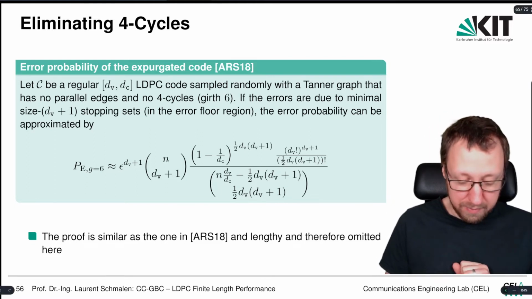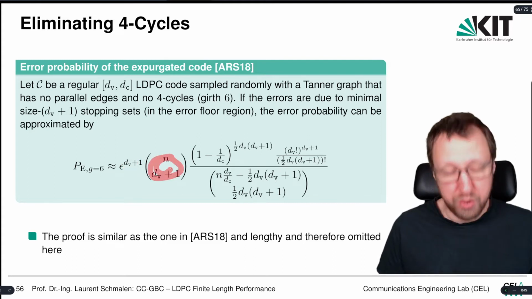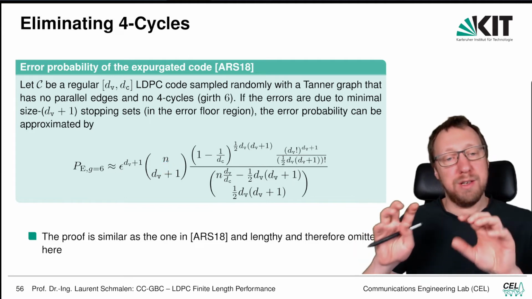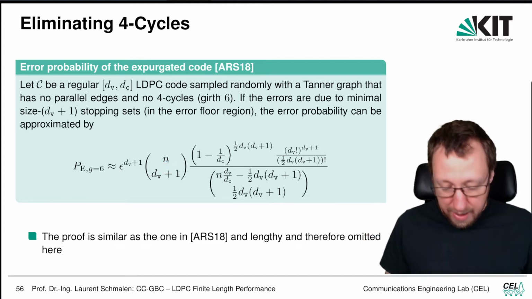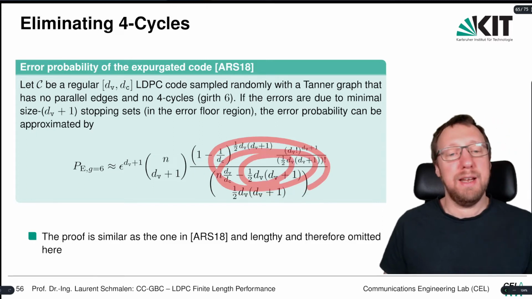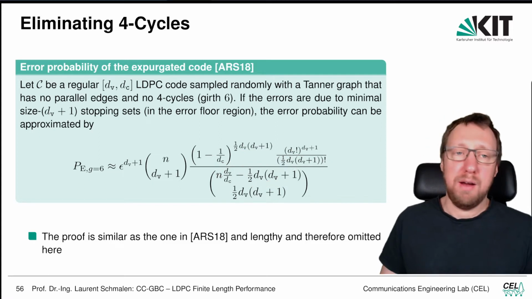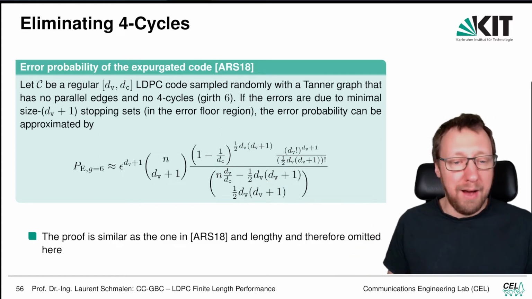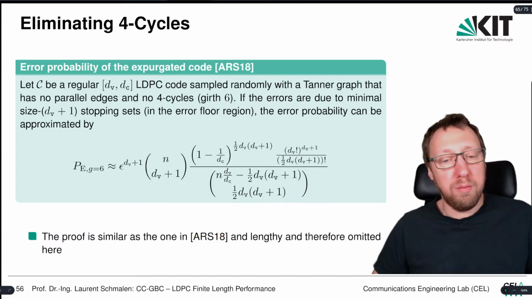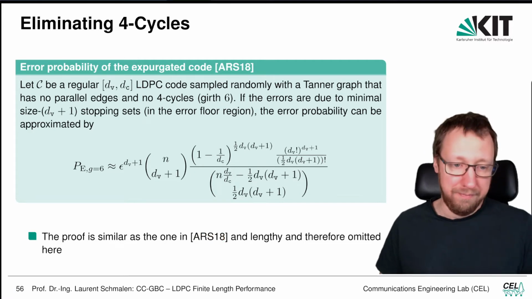Much better, because this is going to be a very small number. Times n choose dv plus 1. So again, we need to find all combinations of dv plus 1 variable nodes. And then this is an approximation of the probability that they form a stopping set. We have already calculated enough, so we omitted the proof. If you like, you can look at our own paper here where we show how this approximation can be done.